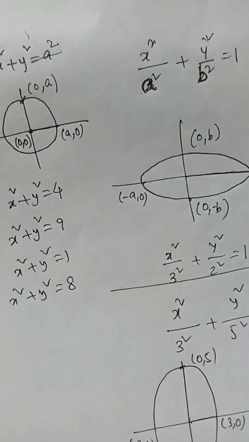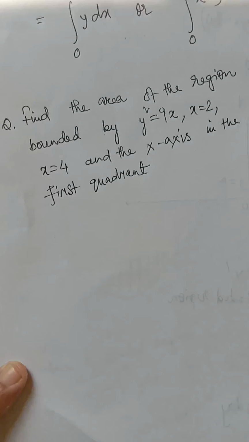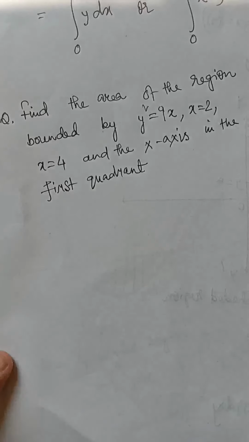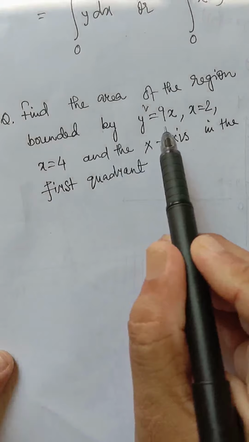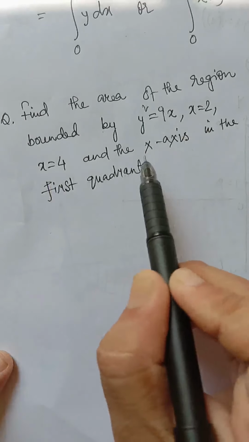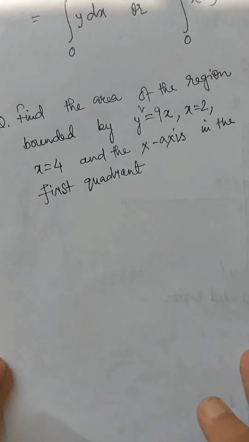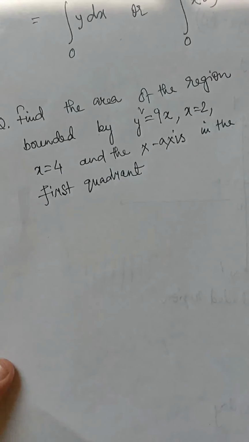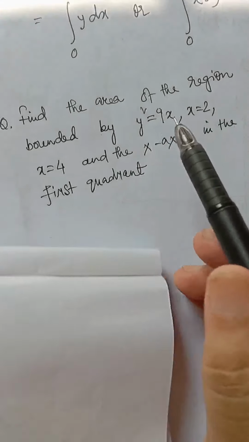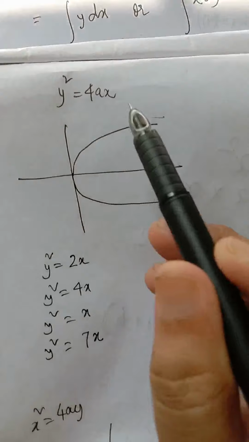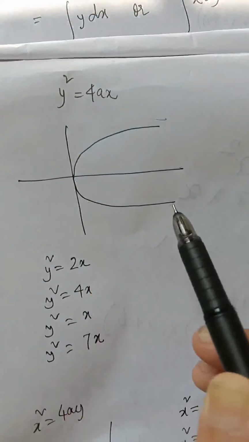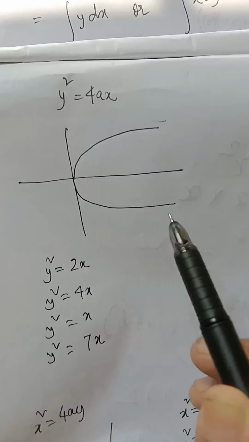Okay, so in this way you have to remember graphs of standard curves: ellipse, circle, parabola, etc. Here I have taken one simple question to start with. Find the area of the region bounded by y square equal to 9x, x equal to 2, x equal to 4 and the x-axis in the first quadrant. We know how to draw y square equal to 9x. It is of the form y square equal to 4ax, and its rough sketch is like this.